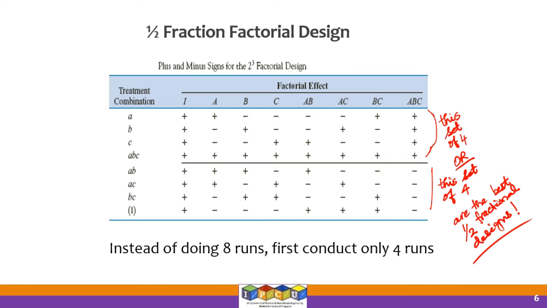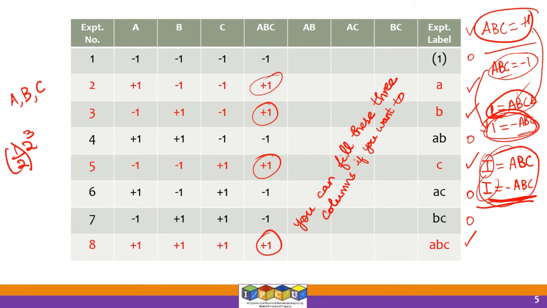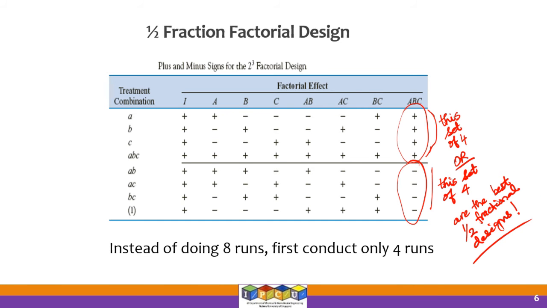Now, whatever is in this table is exactly the same information I have put here. In fact, I've also filled out the AB column, AC column, and BC column, and I've rearranged it so that the 4 experiments with ABC equal to plus 1 go on top, and the 4 experiments with ABC equal to minus 1 go at the bottom. So it is exactly this table with the AB, AC, and BC columns filled in, and with the rows rearranged such that the experiments with ABC equal to plus 1 are on the top, and the experiments with ABC equal to minus 1 are on the bottom.